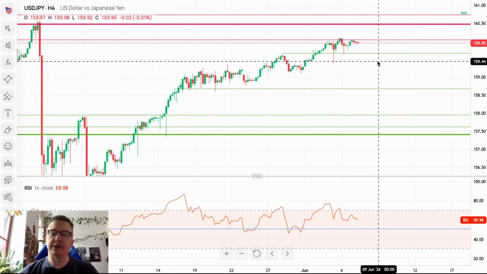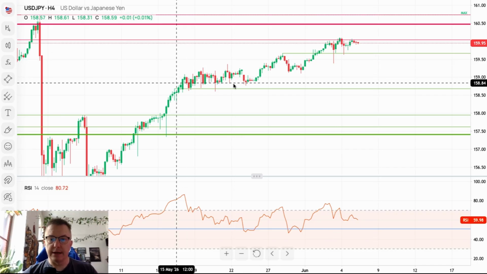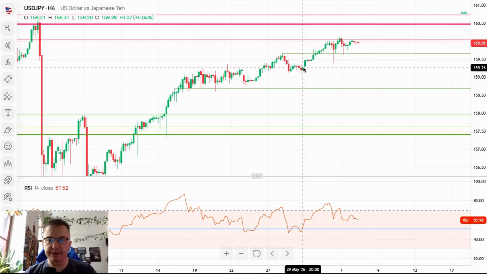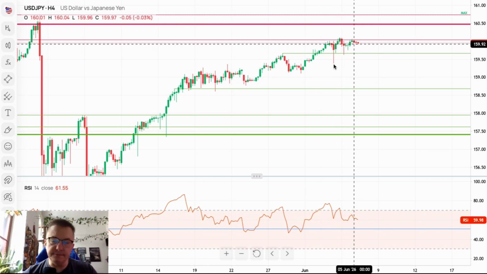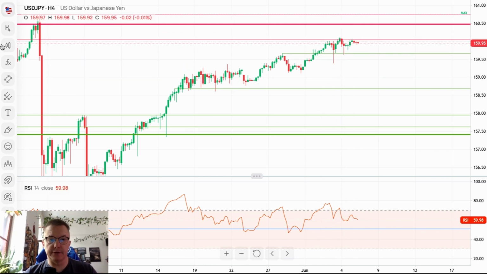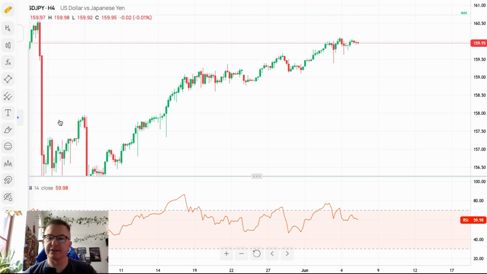We got this period of consolidation roughly around the middle of May, something like this. It lasted at least 1 week. Now this situation might repeat here on the US dollar versus the Japanese yen. Nevertheless, the trend is still up.